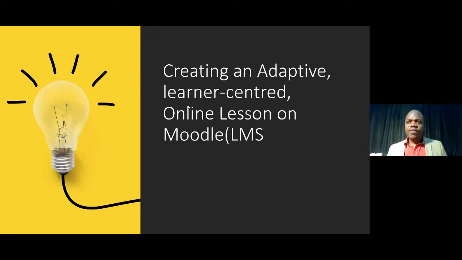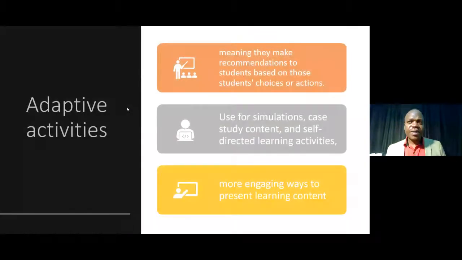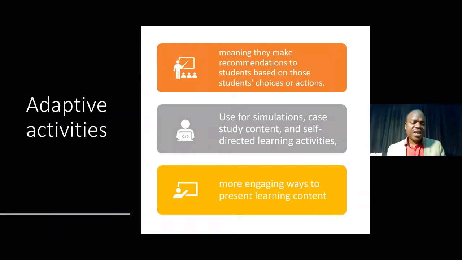And if a lesson is made even more adaptive, more learner-centered, then it is an even better lesson. So let us take you through what I mean when I talk about adaptive. Some of the adaptive activities can be, when a teacher is creating a lesson, activities that give meaningful recommendations to the student based on their choice or action. Remember we talked about artificial intelligence last time, and it is apparent that artificial intelligence is embedded in our learning management system. An aspect of artificial intelligence comes out very clearly when a teacher can create an activity that is capable of giving recommendations to a learner based on their actions, their choices, and the way they are answering questions and stuff like that.